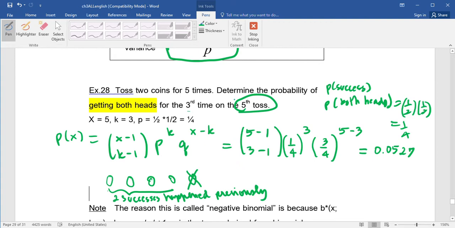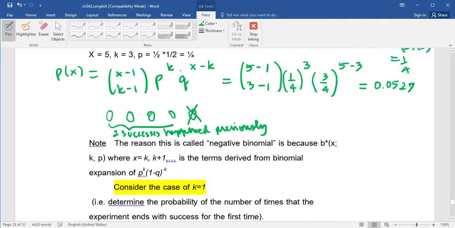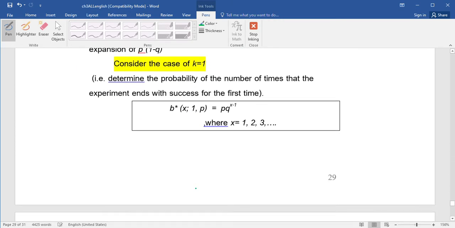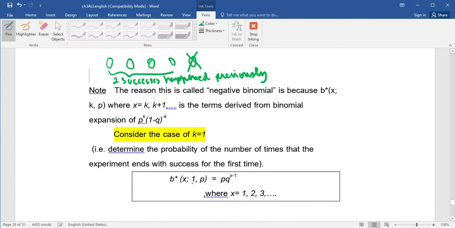So in this type of situation, we use negative binomial experiment. All right. In real life, we don't use it a lot because it's very particular. But I just want you to know that there is something that you can use in some situation. The reason that this is called negative binomial is because it comes from a mathematical expression. It comes from some sort of binomial expansion.